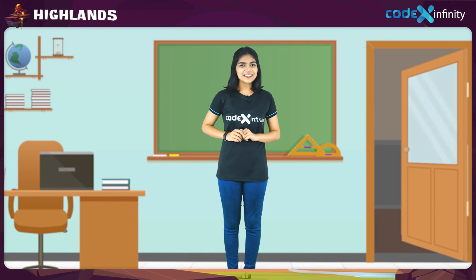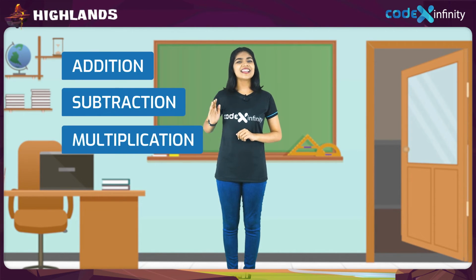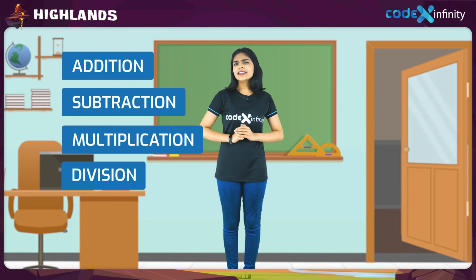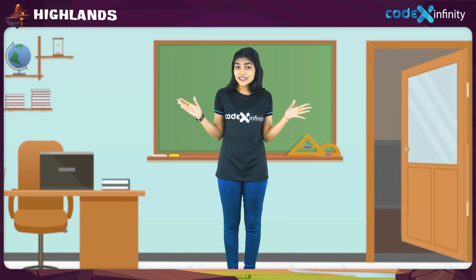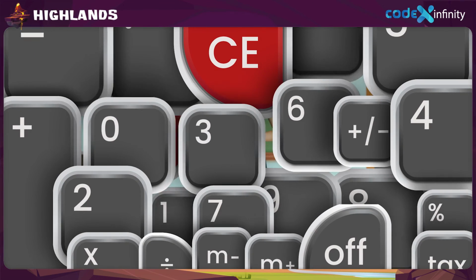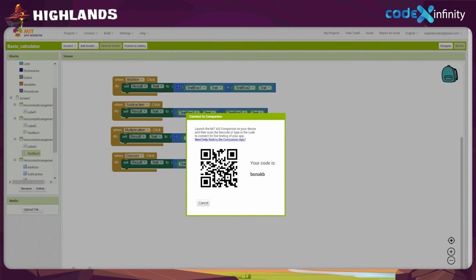Now we have done the coding for all 4 buttons: addition, subtraction, multiplication and division. But will it be precisely alright? We can't see that without having a preview. So let's have a preview. And what was the basic procedure for having a preview? Oh yes, click on Connect at the top left and choose AI Companion from the options.